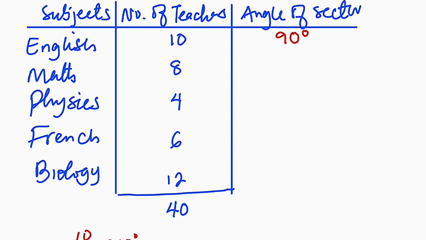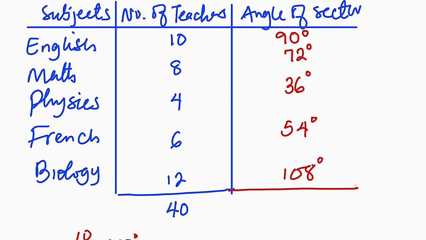Then you take the second one, which is 8. 8 divided by 40 multiplied by 360. That will give us 72 directly. This is 72 degrees. For this one, we take 4, we divide by 40, we multiply by 360. That will give us 36 degrees. We take 6, divide by 40, multiply by 360. That will give us 54 degrees. And lastly, we take 12, divide by 40, multiply by 360. That will give us 108 degrees.